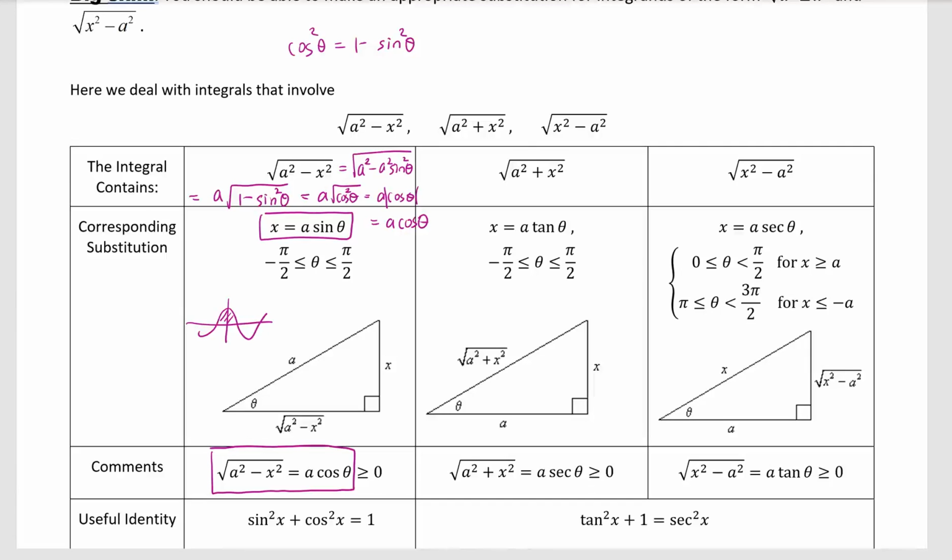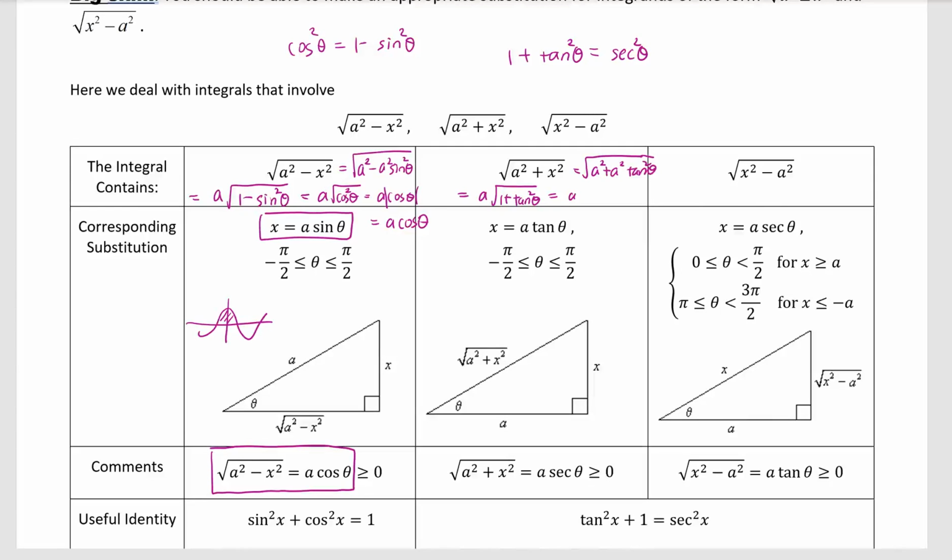Alright, next. Okay, a square root of a squared plus x squared. Does it look like constant plus variable squared? Does it look like this? So we let x be a tangent theta. Well, then this guy is square root of a squared plus a squared tangent theta squared. We can factor out the a squared and pull it outside of the square root. Now it becomes a. Then we have 1 plus tangent squared. Well, that is secant squared.